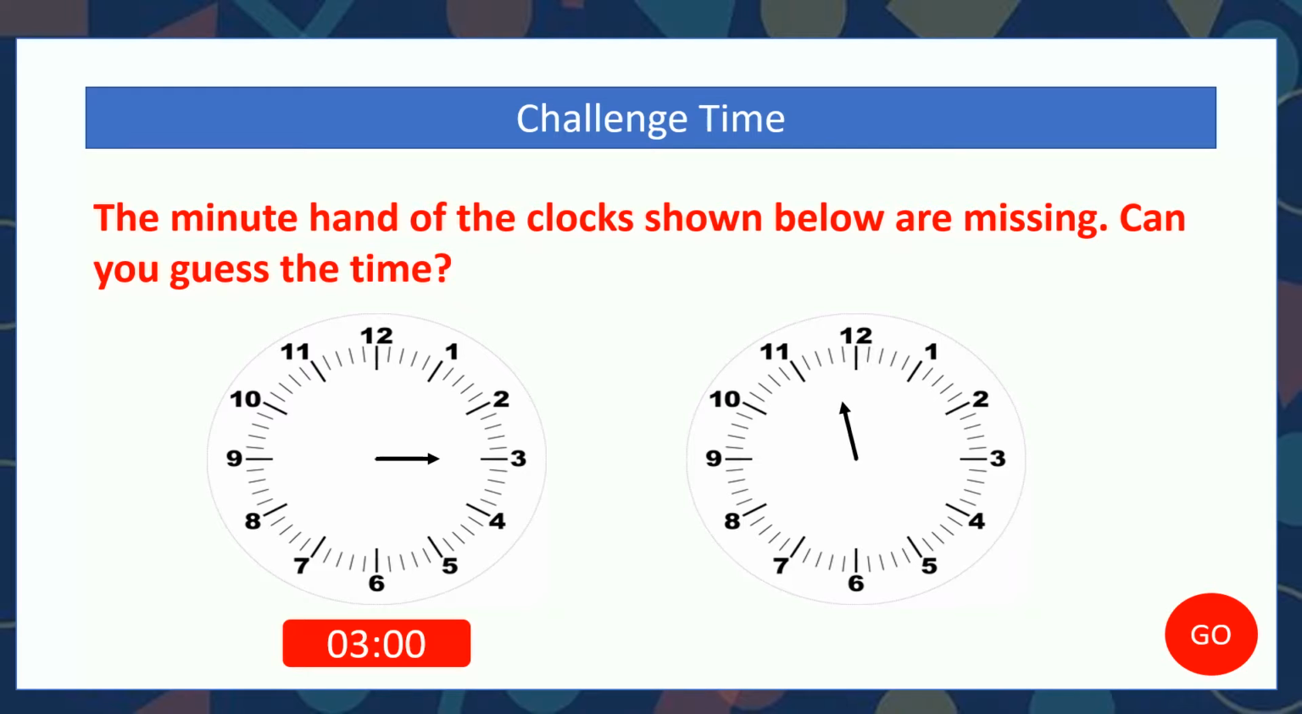The second clock, the hour hand is between 11 and 12. So, the minute hand also would be halfway through. It will be at 6. So, the time is 11:30.